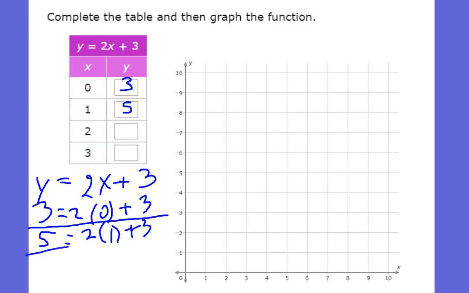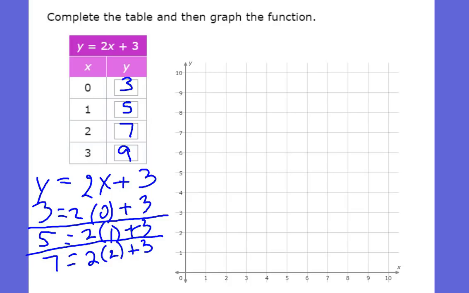Then I'm going to plug in a 2. 2 times 2 is 4. Plus 3 is 7. And the last one I'm going to do in my head because I ran out of room. 2 times 3 is 6. Plus 3 is 9. So now we're going to graph those points.